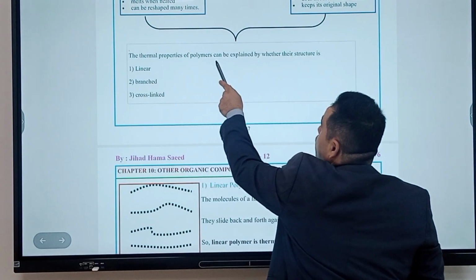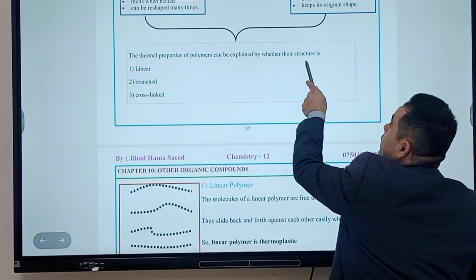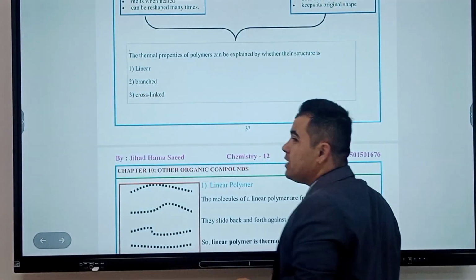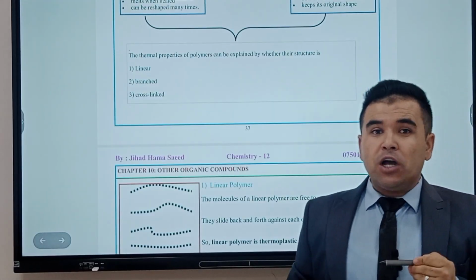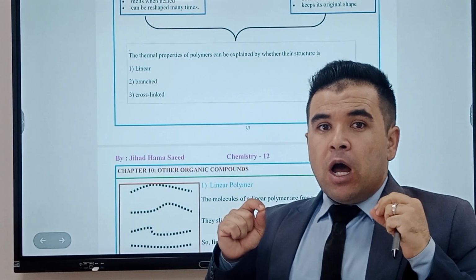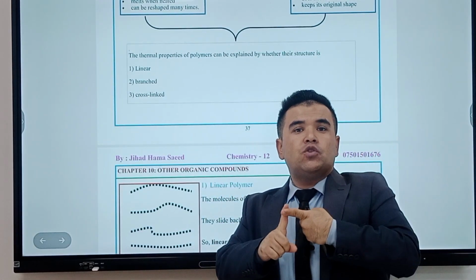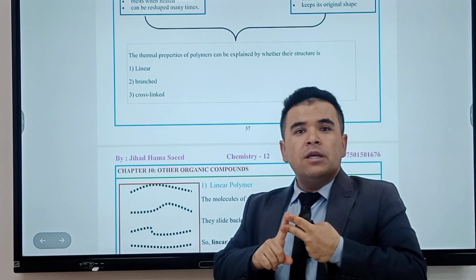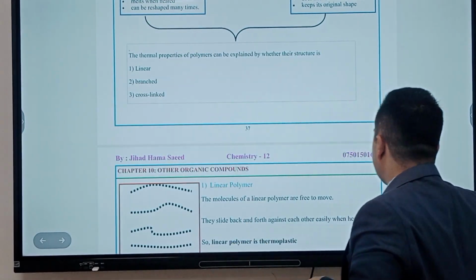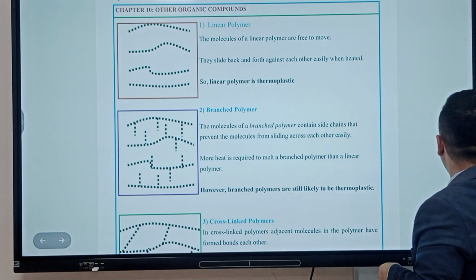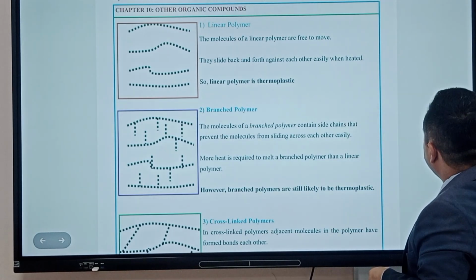In terms of the other types of polymer, the thermal properties of polymer can be explained by whether their structure is linear, branched, or cross-linked. So in terms of the structure, the polymers are divided into three types: the linear structure, the cross-linked structure, and the branched polymer. Let us talk about all of these three types in detail.